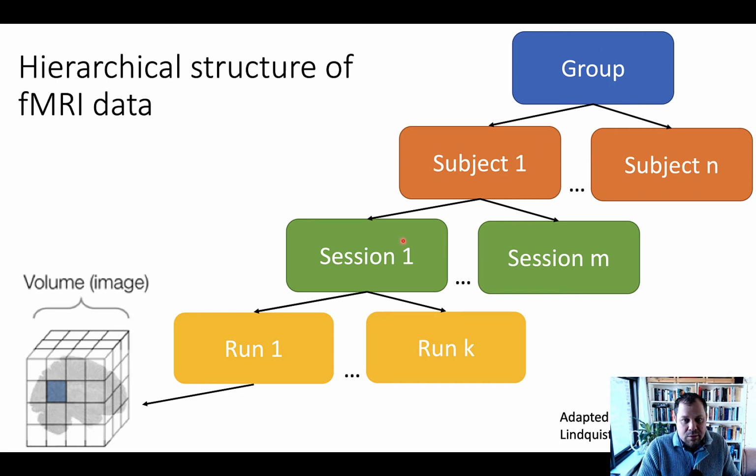But you can see that there's a hierarchical structure. At the lowest level, there's a voxel. Then we have the runs, which are part of a scanning environment. Then we have different sessions, which we, in our experiment, don't have. But we have different subjects, and we could have different groups. For instance, in a patient study where we compare, let's say, depressed participants to healthy control participants. So this is our data structure, and it's hierarchical in nature.